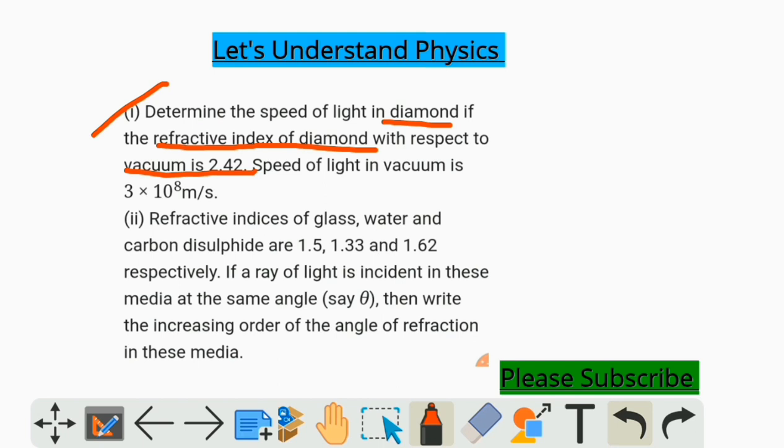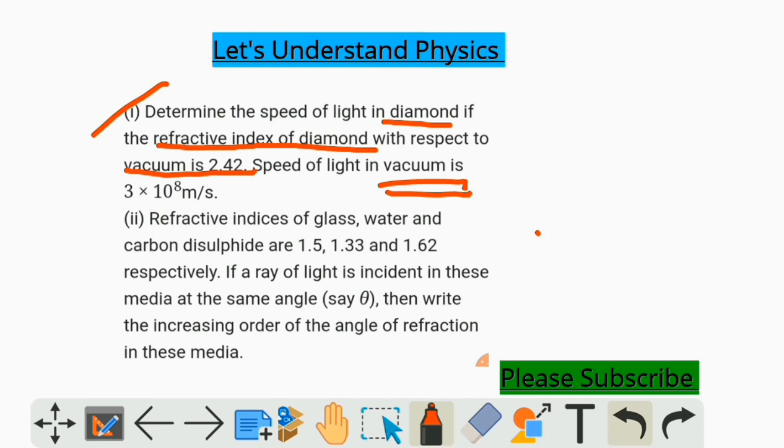Now we have actually two types of refractive index. One is absolute refractive index and the second one is relative refractive index. Understood? Absolute refractive index means you are comparing the speed in air or vacuum to the given medium. If it is relative refractive index, then you are comparing the speeds in two different media other than air or vacuum. Understood? So here they are asking you to find the speed of light in diamond with respect to vacuum itself.